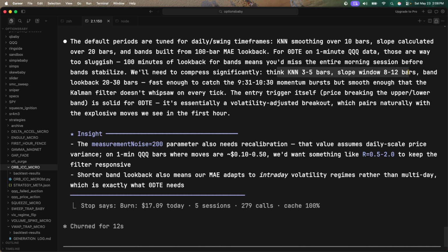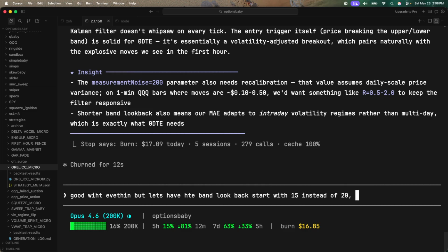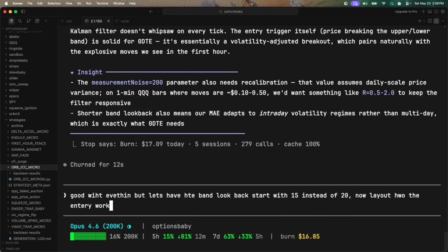I'm fine with this. I think just the band lookback could start at 15. Good with everything, but let's have the band lookback start with 15 instead of 20. Now lay out how the entry works and the periods as well.